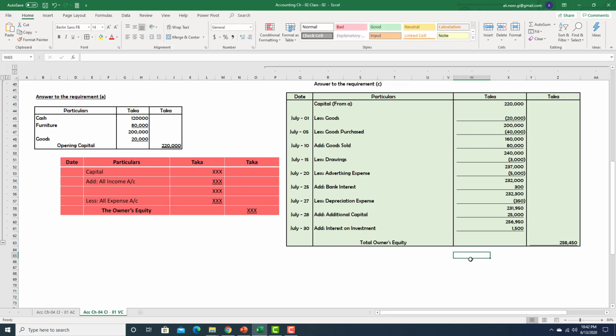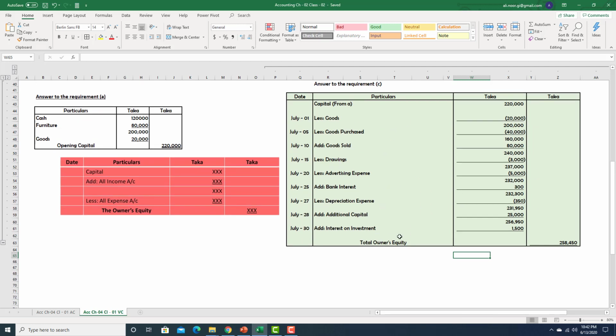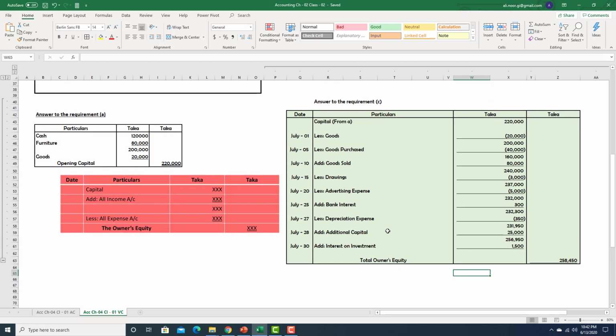Right? Okay, so this is the solution of requirement C, and this is called the total owner's equity. I think you all have understood easily how to find owner's equity, and you have to remember this very carefully so that you can solve this type of question during your exam.